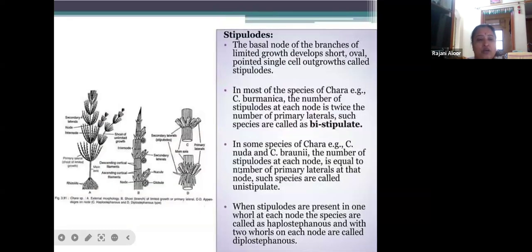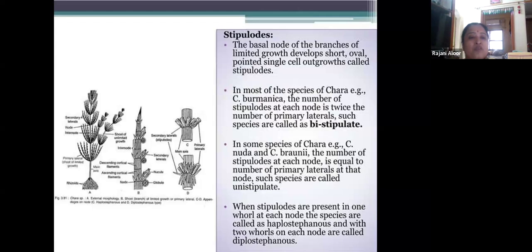Coming to the stipulodes. What is a stipulode? You can observe the picture. This is the picture of Chara. Here, the basal node of the branches of limited growth develops a short, oval, pointed, single-cell outgrowth. This is called the stipulodes.